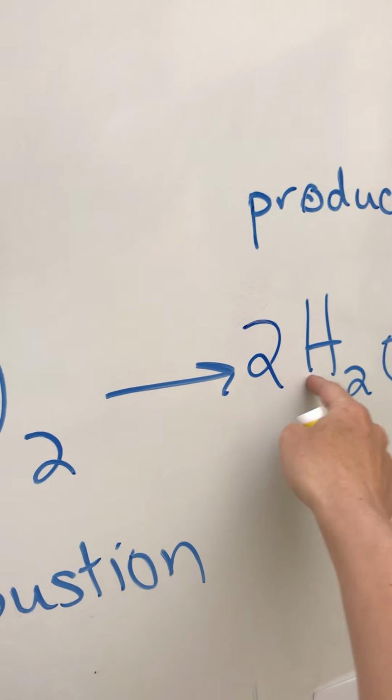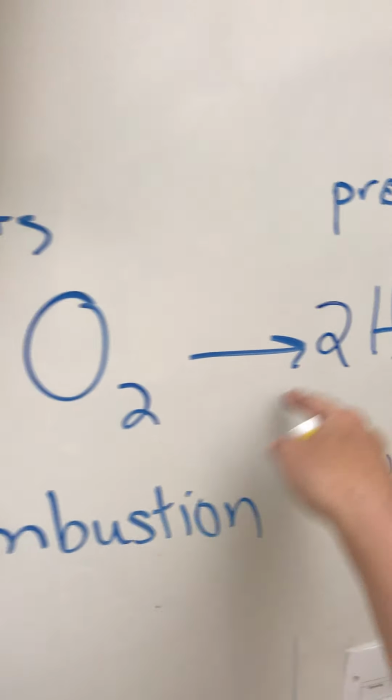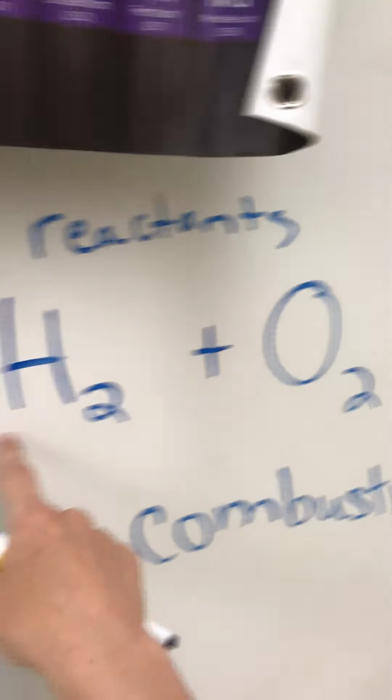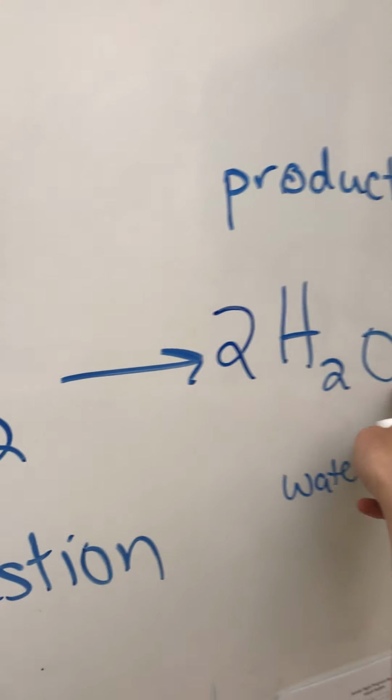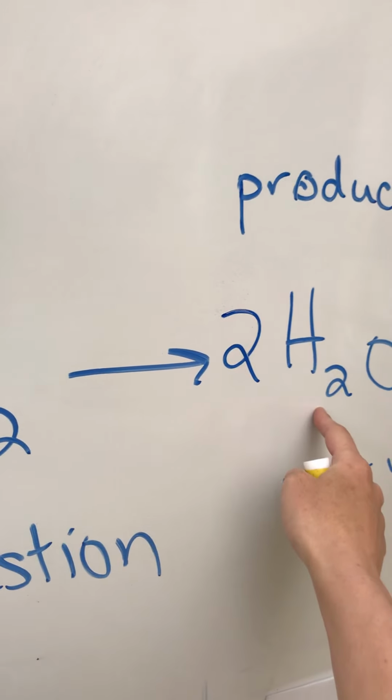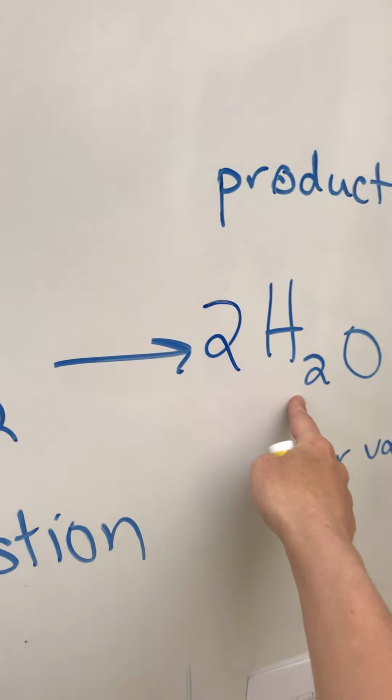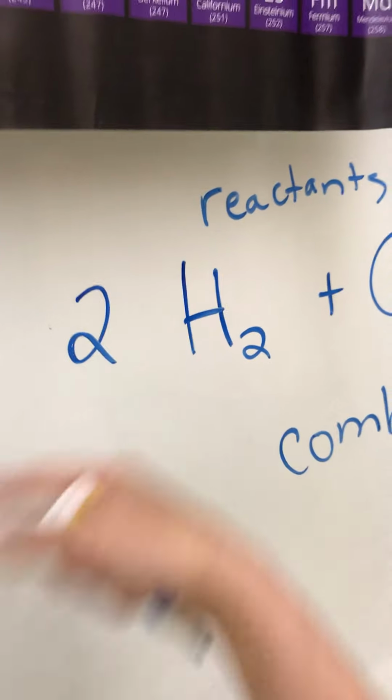So now 2 times 2 is 4, so I have too many hydrogens. So I need 4 here. 2 times 2 is 4. So now they're balanced because we have 2 oxygens, 2 times 2 is 4 hydrogens, 2 oxygens, good, we're balanced.